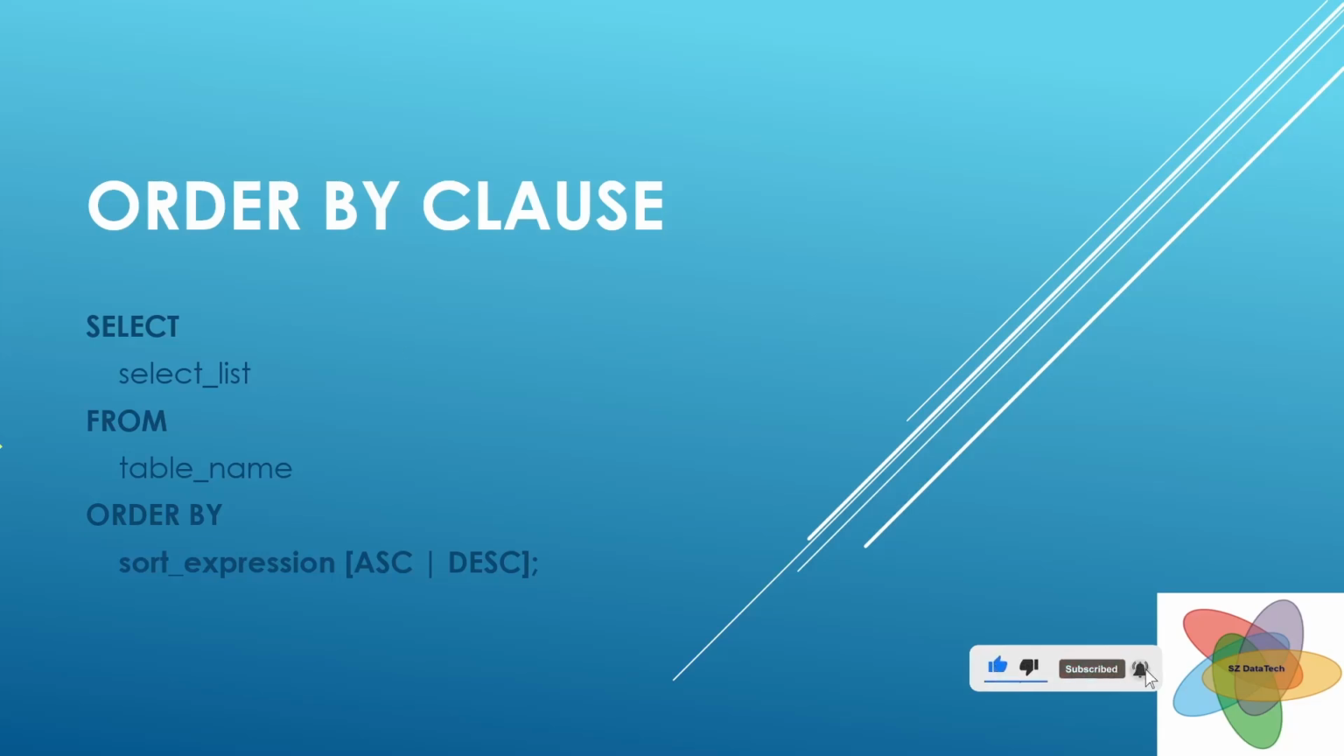Here we have a SELECT statement where we are providing the select list, which columns we have to select, then FROM table name, and ORDER BY. So here in ORDER BY sort expression, we can provide multiple columns like column 1, column 2, and their ascending or descending order. By default, it is always ascending order, but if we want to specify it for a specific column as ascending or descending, then we can use ASC or DESC.